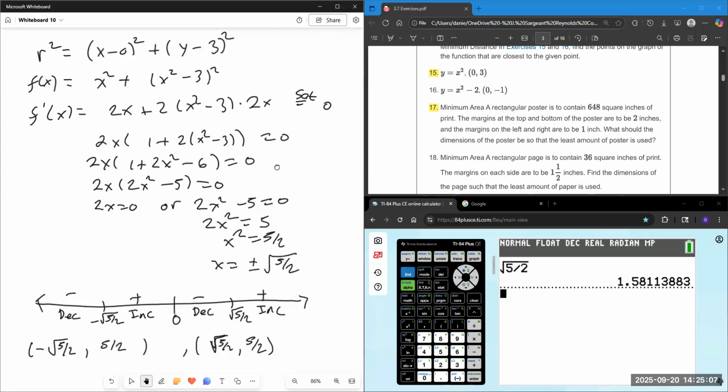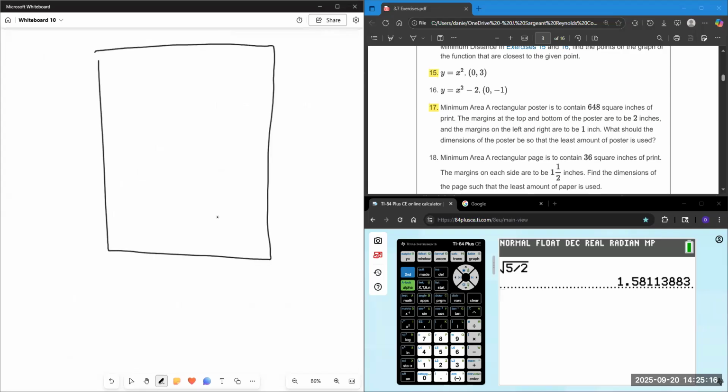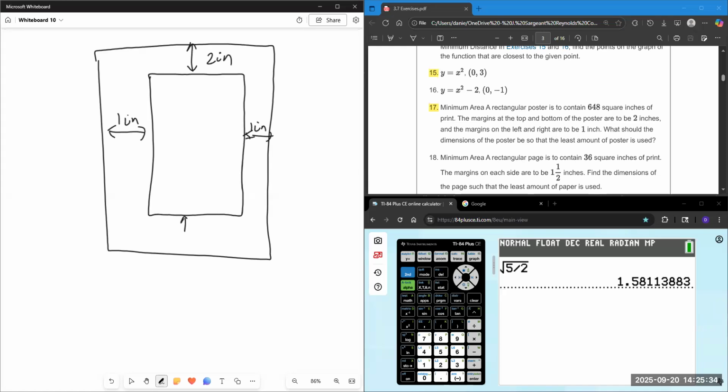Move on now to number 17. We have a poster with some print area. We have margins on the left and right of 1 inch, and on the top and bottom of 2 inches. This is X. This is Y, which makes this X plus 2, and this Y plus 4. This printed area needs to be 648 square inches.